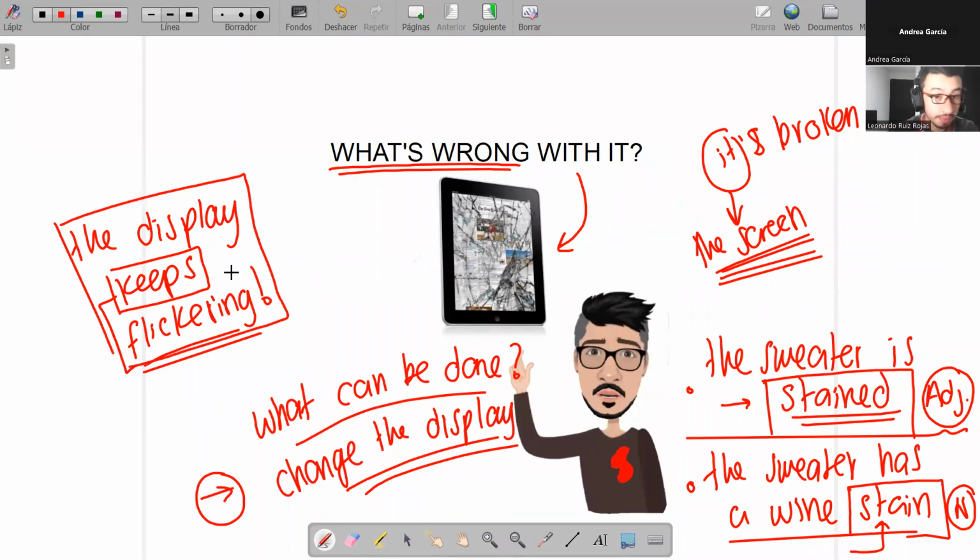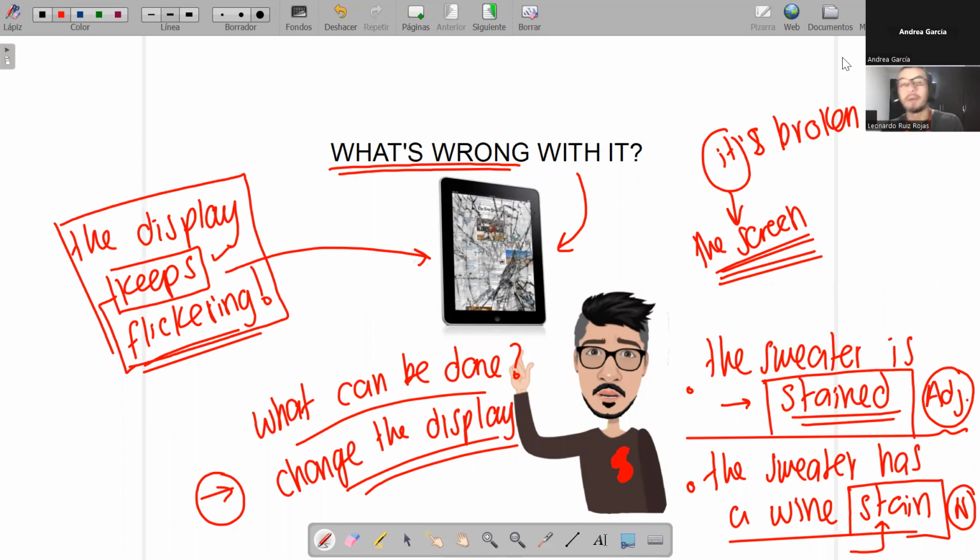Why? Because it's a repetitive problem. If I don't move it, the iPad is all right. But when I touch the screen of the iPad, the display keeps flickering. It starts changing colors. It's a repetitive problem. That's why I mention it with the verb keep, because it's something repetitive.